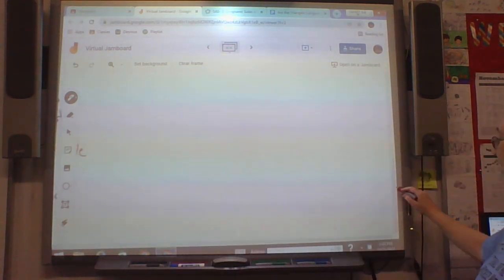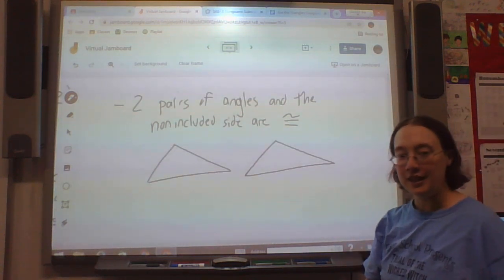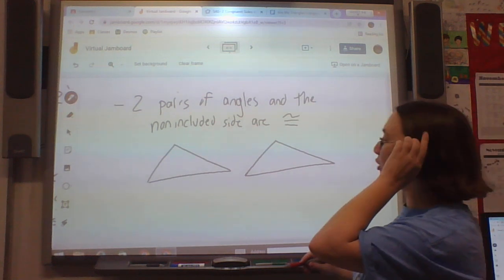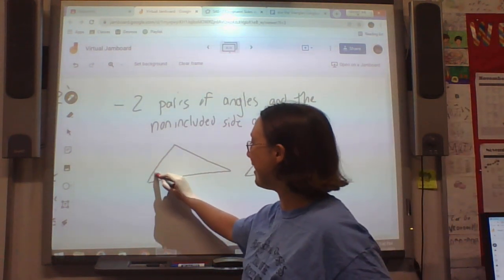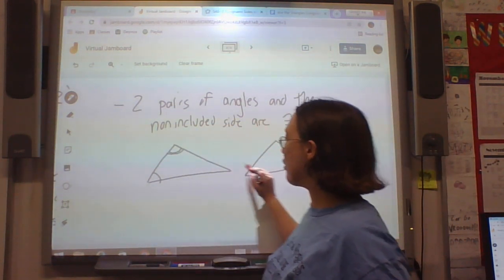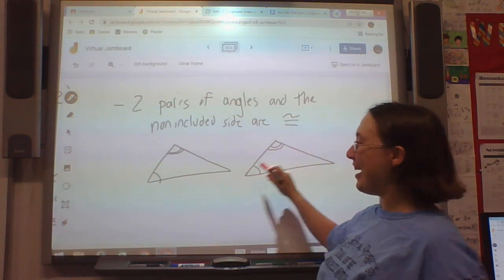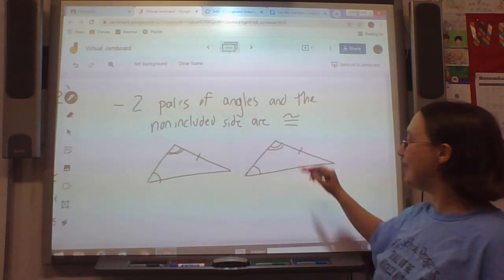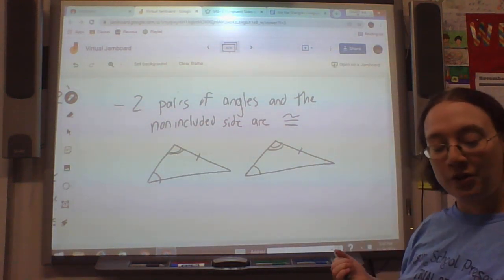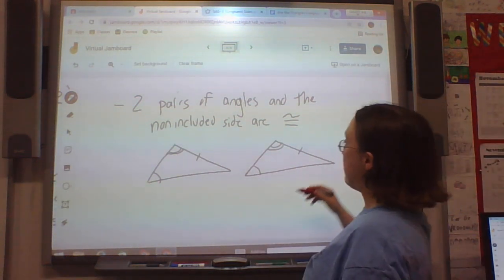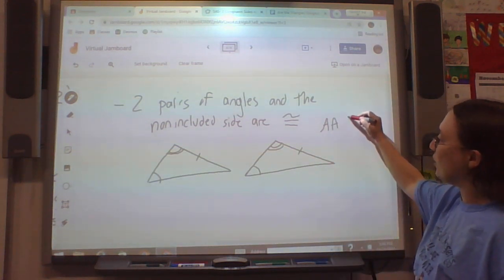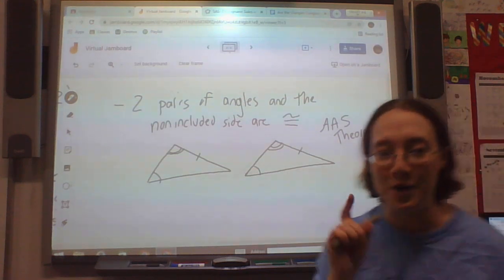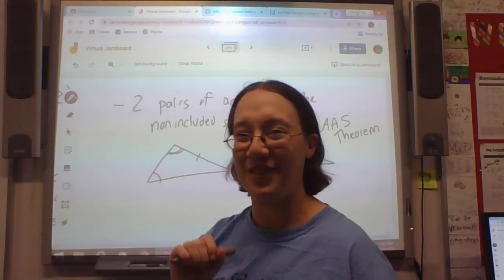And the last one we're looking at is actually a theorem. And the angle angle side theorem says if we have 2 pairs of angles and the non-included side, so if we have these 2 pairs of angles, and the side that's not your included side, so say we know this side, even if that's not the included side, your triangles still have to be congruent. And this is the angle angle side theorem, which we're going to prove when we come back. So you have that to look forward to.